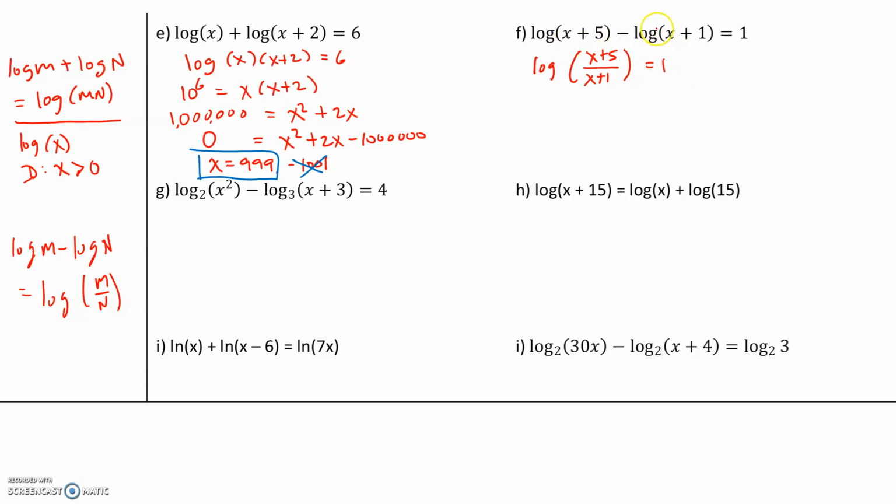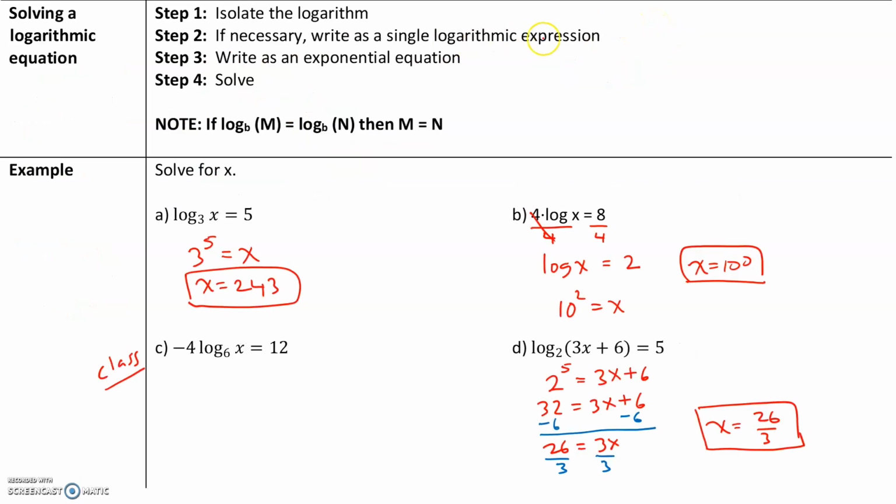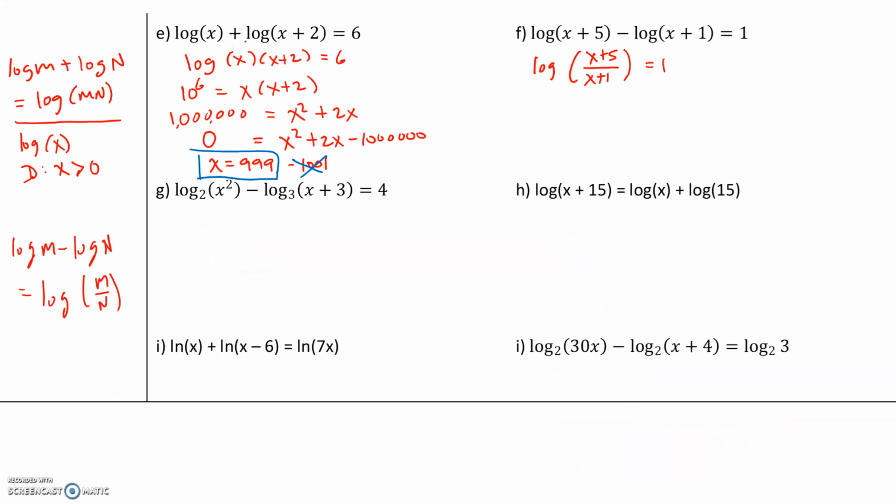We have two separate logs. We always have to write them as a single logarithm if we have multiple logs, which we did. And subtraction leads to division under the same log. Now we can solve this by converting this into an exponential equation. So once again, the base of this log is 10. So we have 10 raised to the first power equals x plus 5 divided by x plus 1. Remember that there's an invisible 10 there. Now 10 to the first is 10. So we have 10 equals x plus 5 over x plus 1.